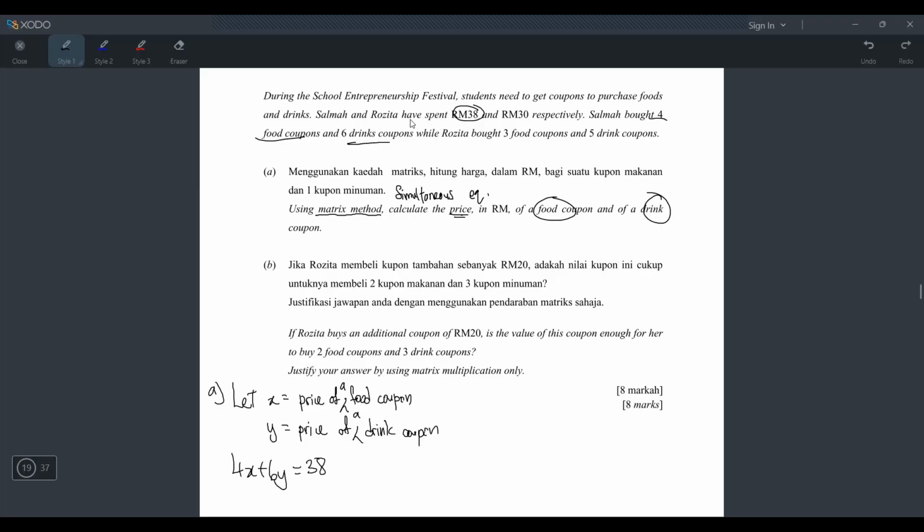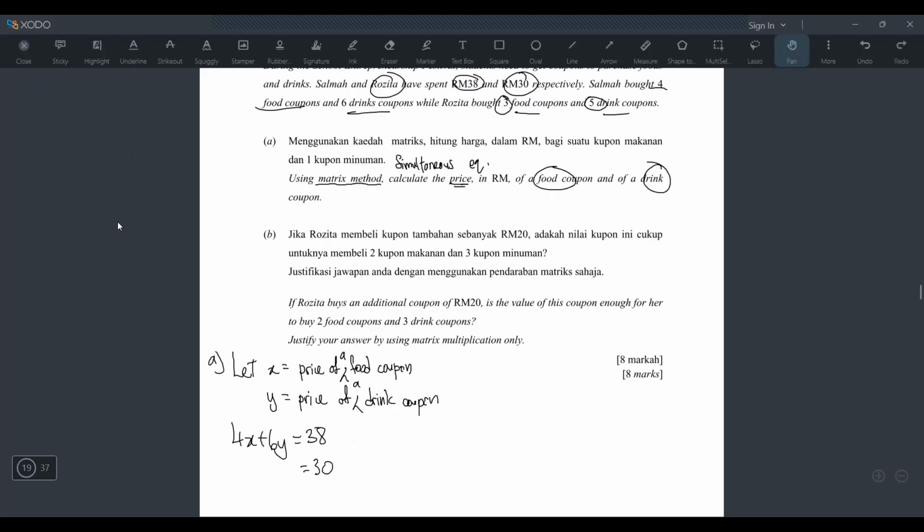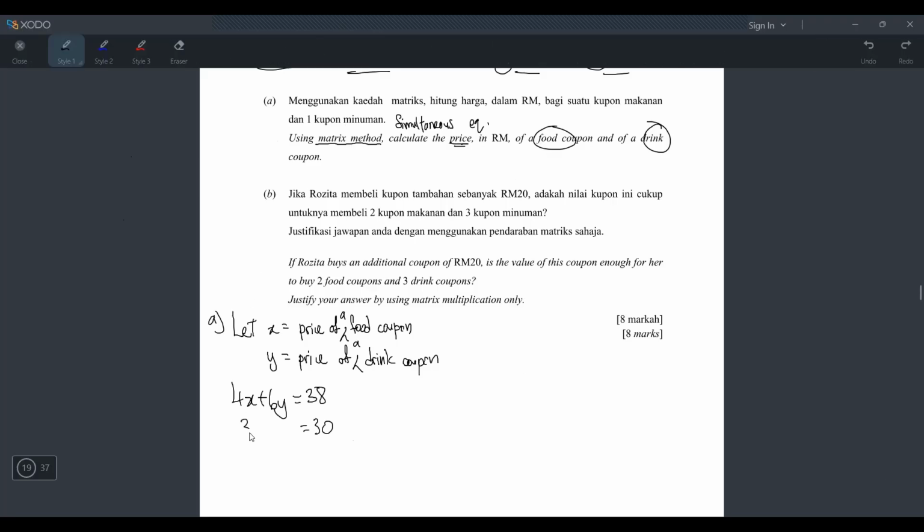What about your second equation? Rosita spent 30, and Rosita bought how many food? 3 food, 5 drink. So 3x plus 5y. Right, so now you have your 2 equations already. Now you can do simultaneous, but they already said using matrix method. So do you remember how to use the matrix method?